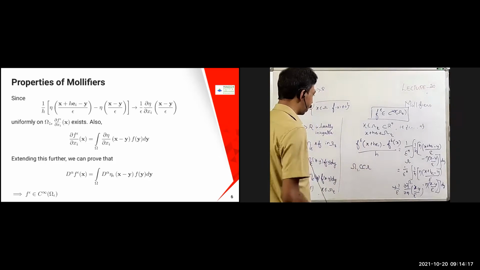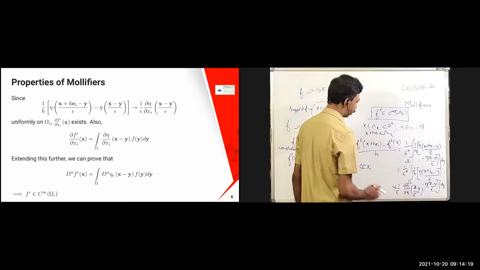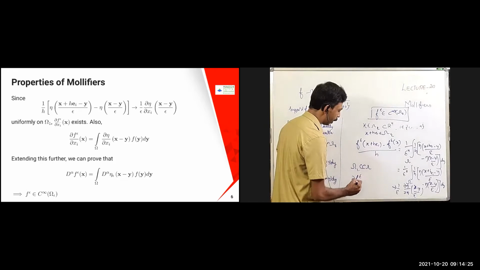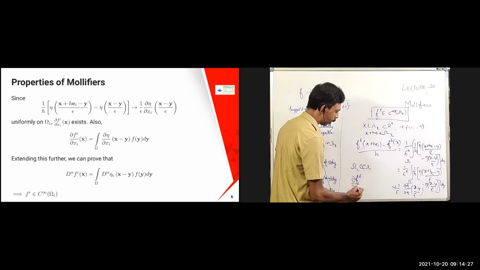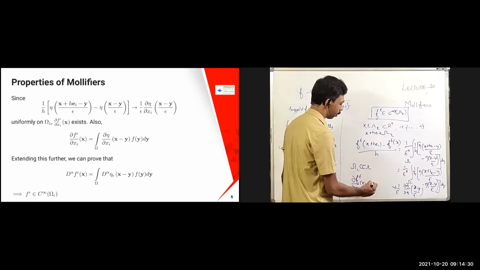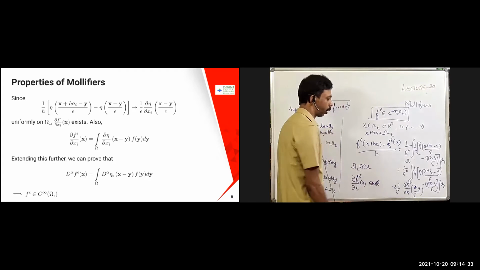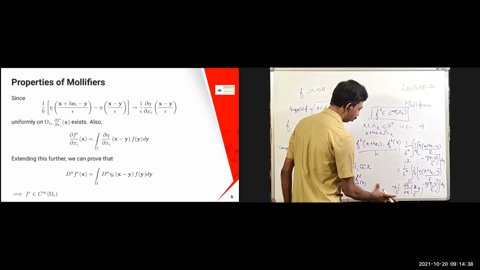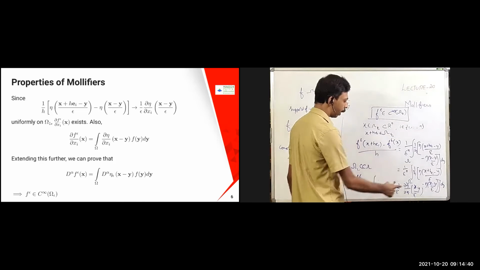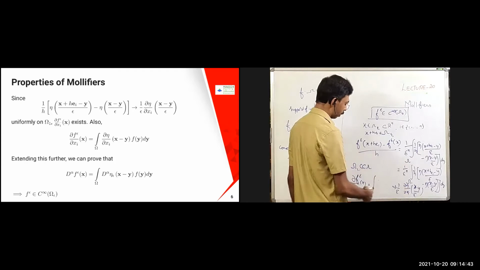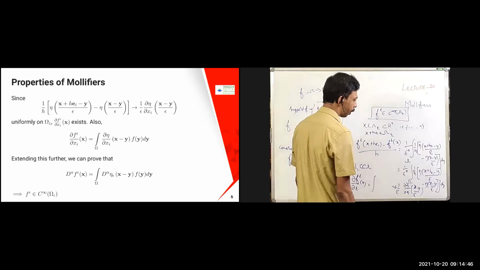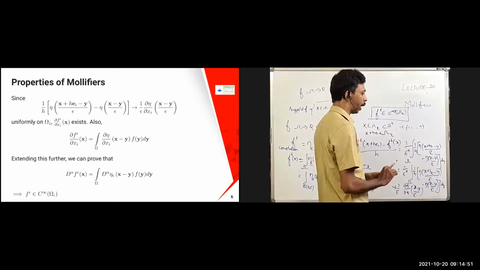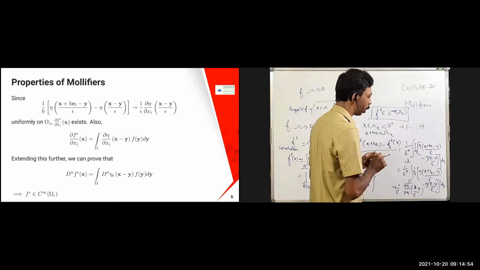Therefore, on this side the limit is going to exist. That means the partial of f epsilon by partial x_i is going to exist. You can prove that this is equal to the same integral, so you apply it as per the definition. Then what you are going to get is the integral of the partial of eta by partial x_i at (x minus y) into f of y dy.